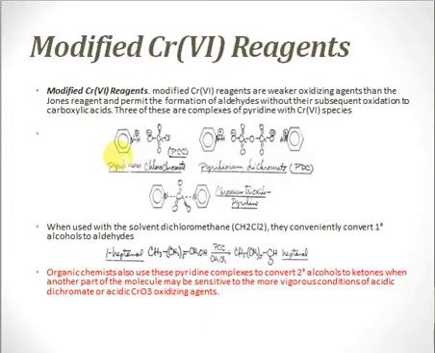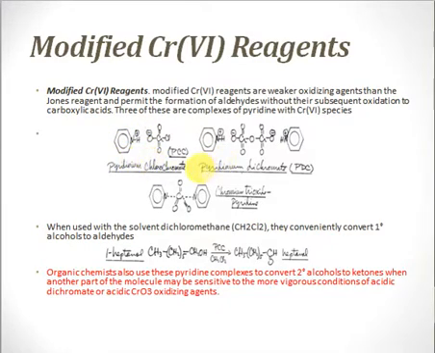So pyridinium means this is pyridine, and "-ium" indicates there is a positive charge on nitrogen, right? So whenever there is "-ium" in a name, always remember that it means there should be a positive charge on some electronegative atom. So this is pyridinium, and chloro means there is chloro and chromate, right? Whenever "-ate" comes in some inorganic reagent, it means there is a negative charge on an electronegative atom, right? So this is pyridinium chlorochromate.